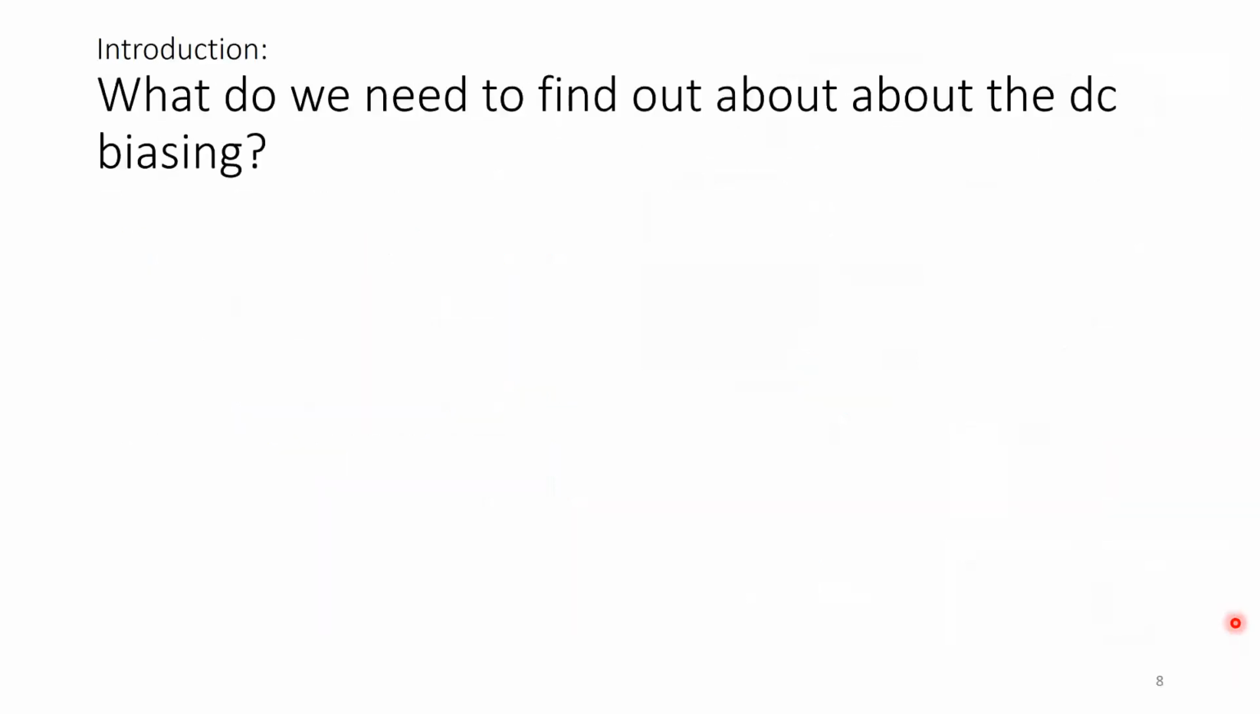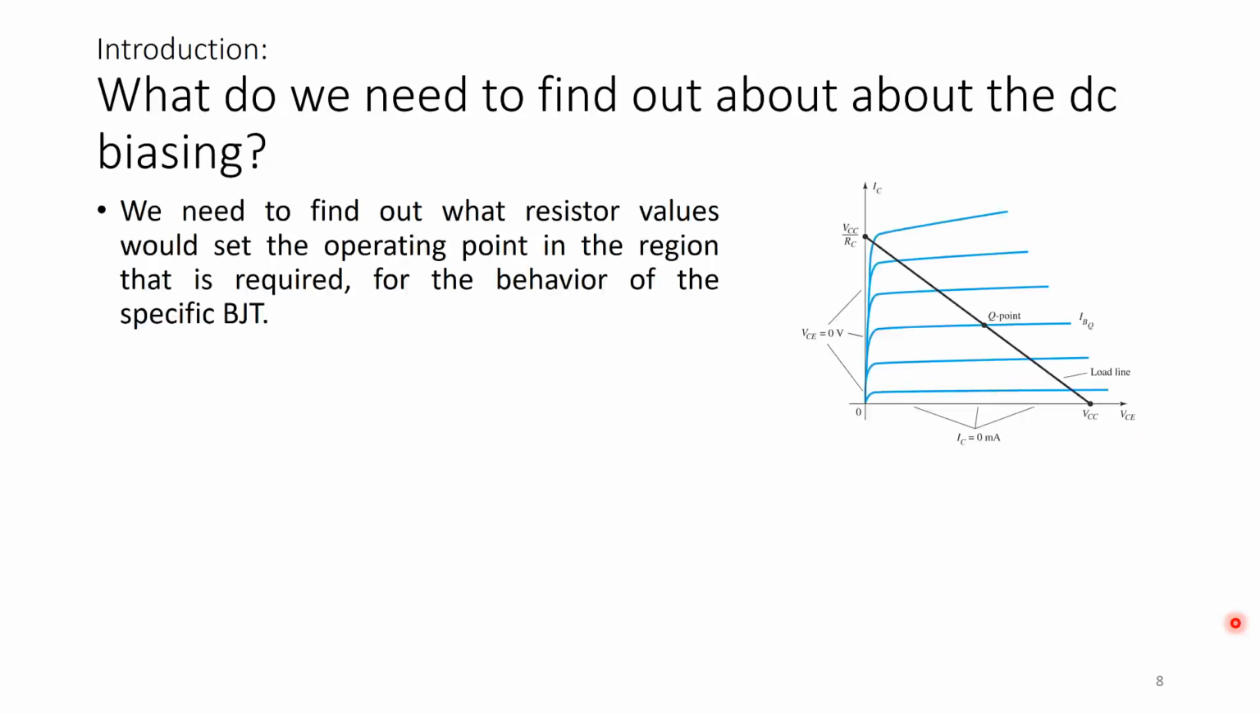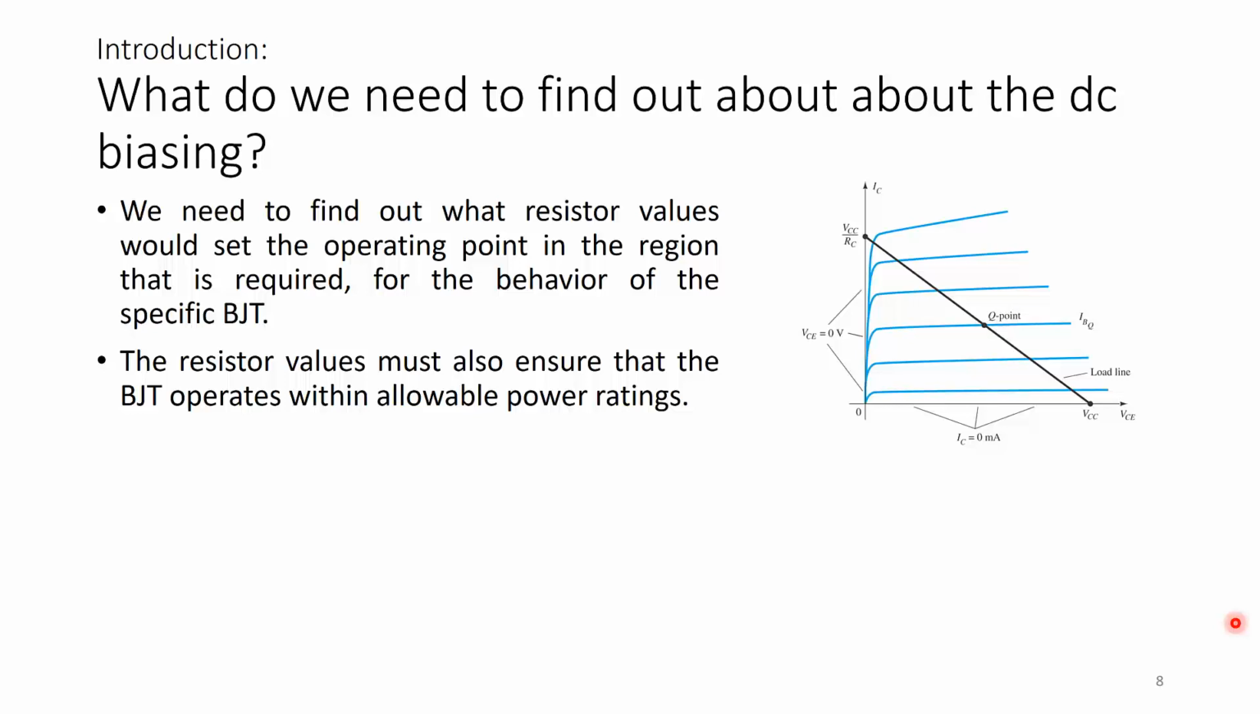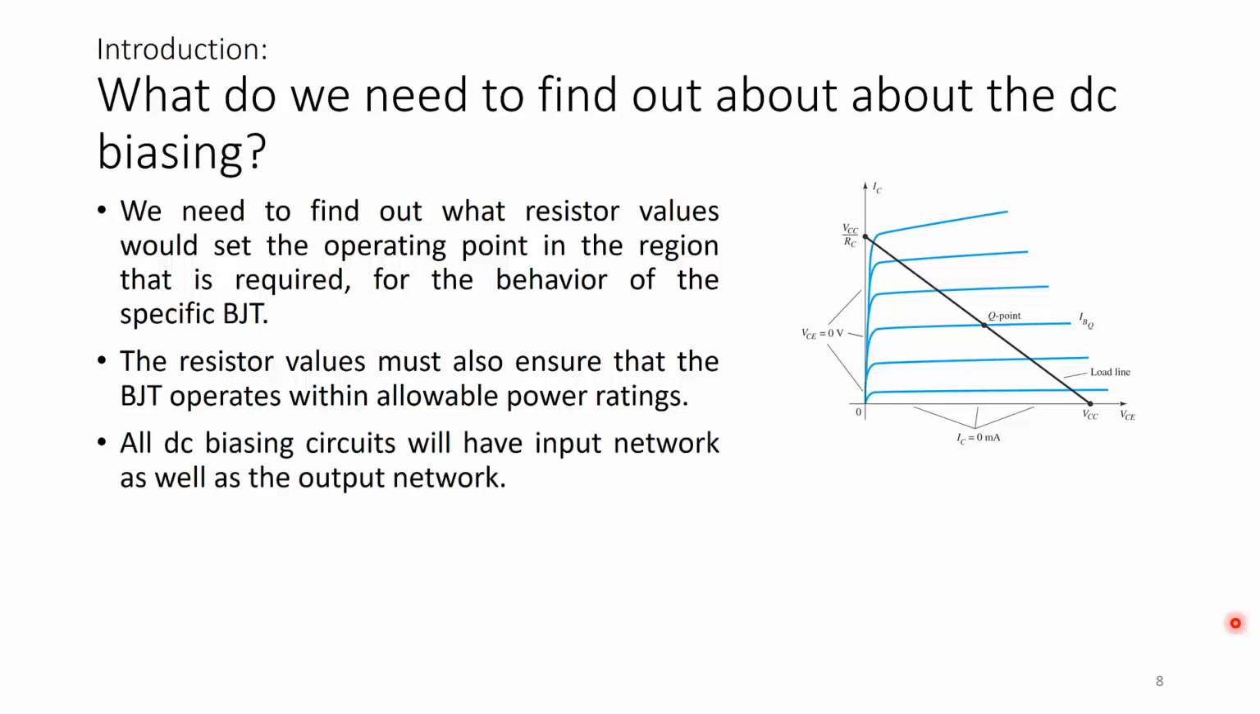So what do we need to find out about the DC biasing? First, we need to find out what resistor values would set the operating point, the region that is required for the behavior of the specific BJT for the given architecture. Second, the resistor values must also ensure that the BJT operates within allowable power ratings, not just to ensure that it is in the active region, but also within allowable power ratings. And all DC biasing circuits will have an input network as well as an output network. So the output characteristics will have the suitable parameters based on the configuration of the DC biasing circuit.